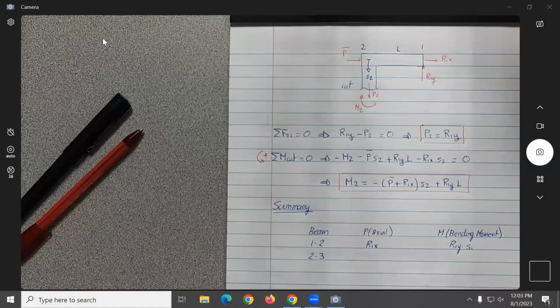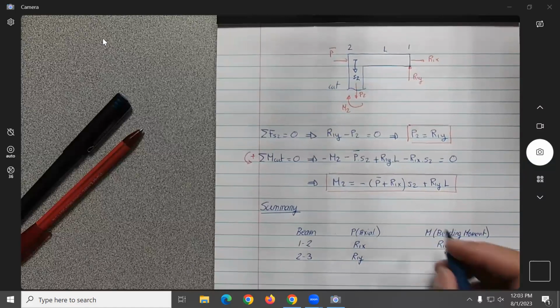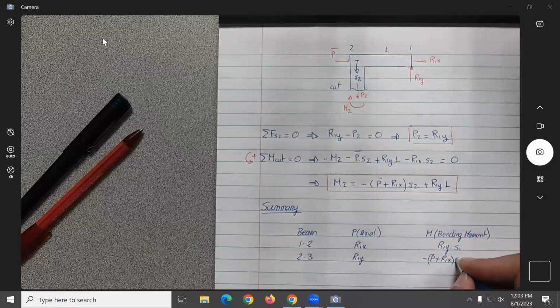Okay. What do we have for segment 2? We have R1Y right here on top, and this one will be minus P bar plus R1X S2 plus R1Y L.